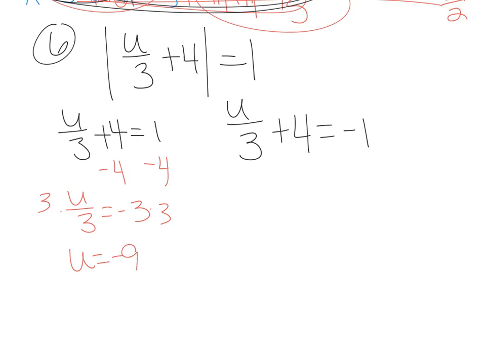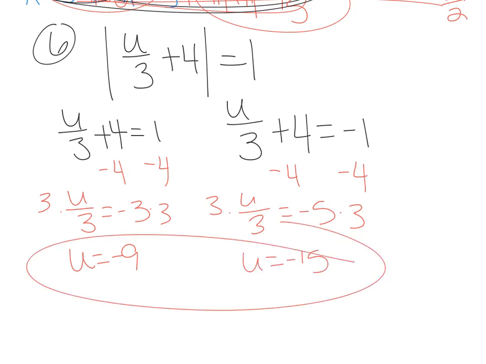And then, like I've said a couple times, you actually followed the same step. If I subtracted 4 first in that first equation, we're going to subtract 4 first in the second equation. So I have u over 3 equals negative 5. Multiply both sides by 3. So u could be negative 15. Okay, any questions on any of these examples we've talked about today?